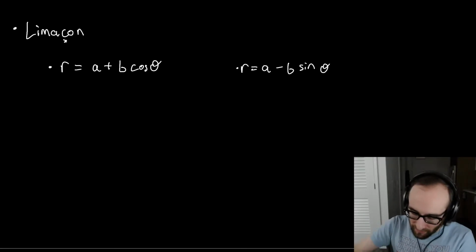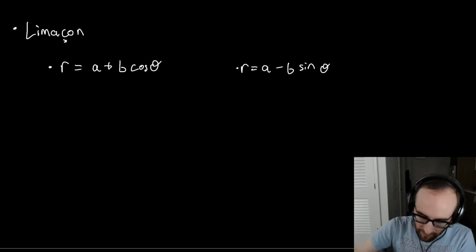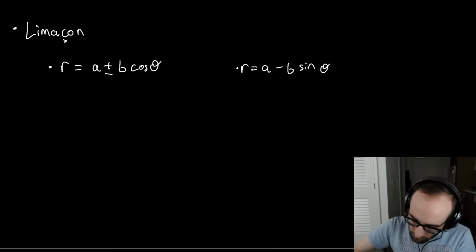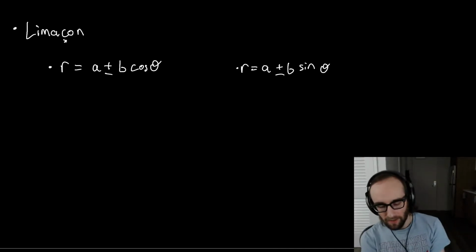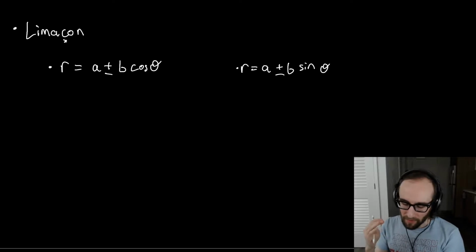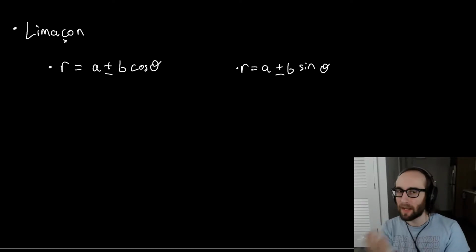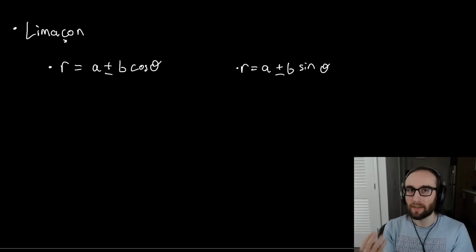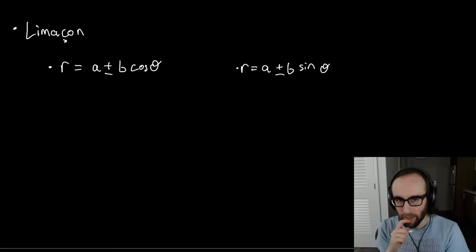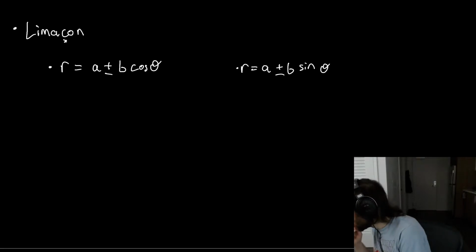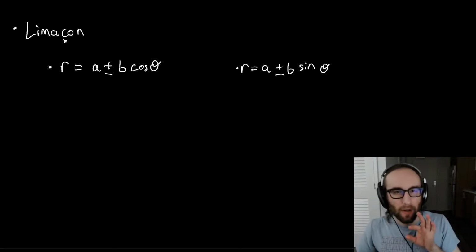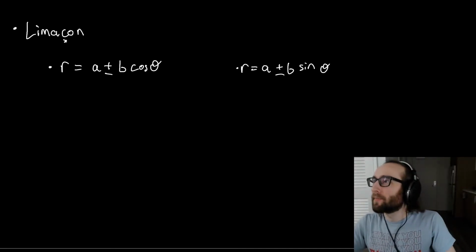Depending on what numbers we have for a and b, we're going to end up with different types of graphs. And these should be plus or minus: a plus or minus b cosine, a plus or minus b sine. So a plus b cosine theta, a minus b cosine theta. Either way, some number plus or minus some other number times cosine theta or times sine theta. Let's take a look at a couple of these equations on graphs, actually.